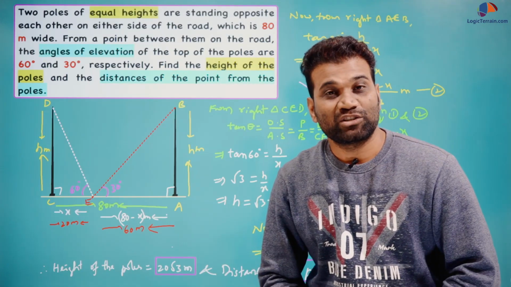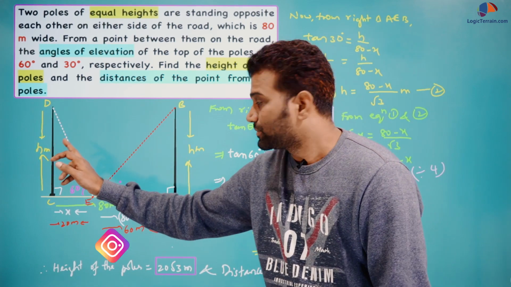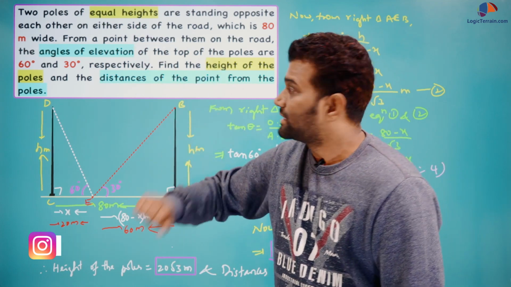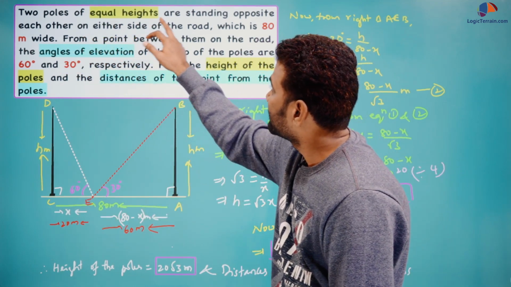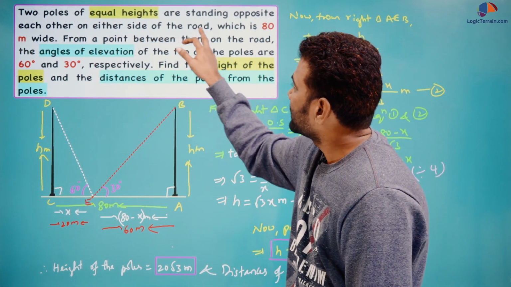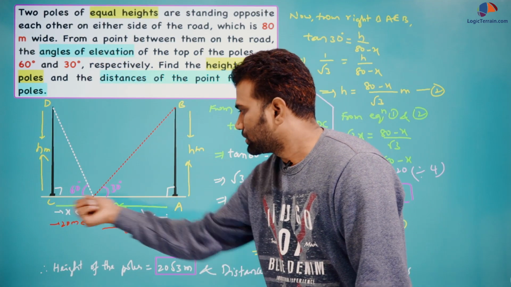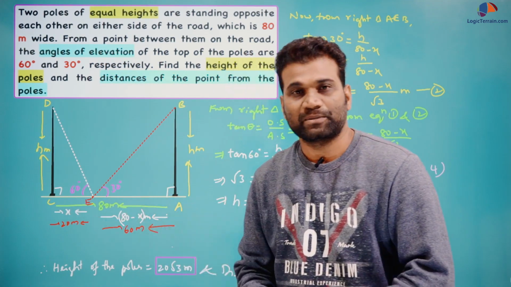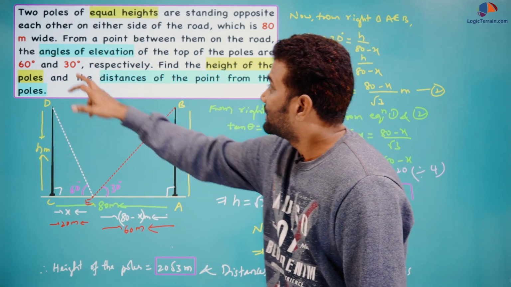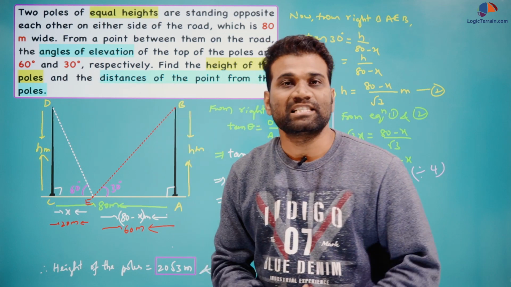Here is our next question. This is another scenario. So here we have two towers which are of equal height. Okay. So the statement here is: two poles of equal heights are standing opposite to each other on either side of the road, which is 80 meters wide. So the width of the road is given, that is 80 meters, right? From a point between them on the road, the angles of elevation of the top of the poles are 60 degrees and 30 degrees respectively.